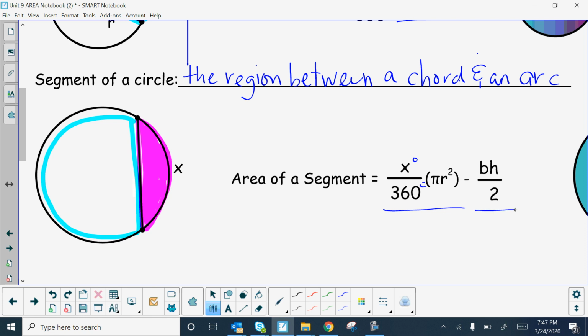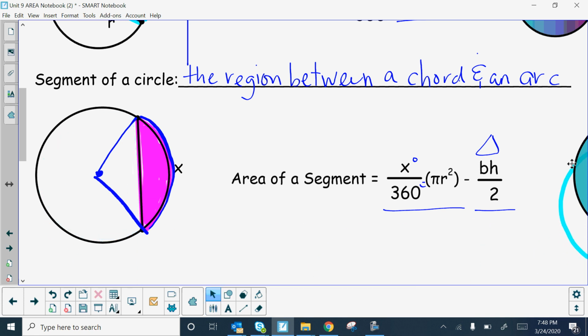What does that sound like? That is the area of a triangle. You're probably saying, where do we get this triangle from? I'm going to draw the center of a circle, and I'm going to draw this radius and this radius. So this whole region that I just highlighted in blue, from here to here to here, that's a sector.